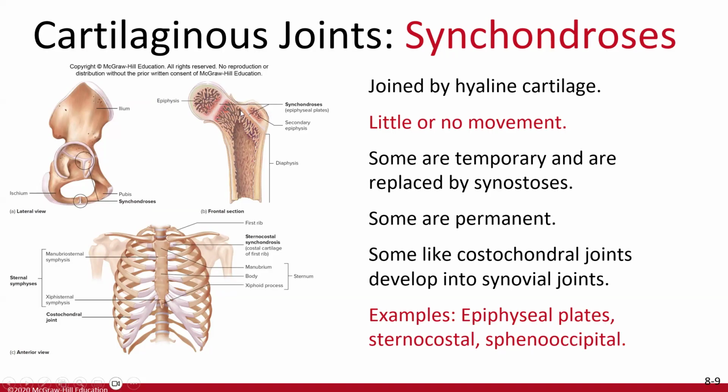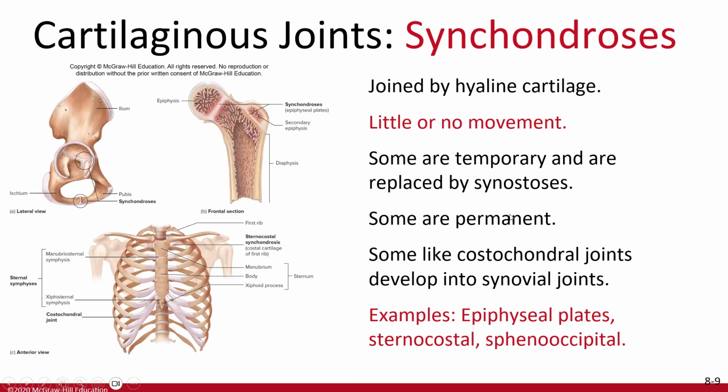Something like an epiphyseal plate, we consider a synchondrosis. And we said back in our skeletal chapter that we only find epiphyseal plates in bones that are still growing. So when our epiphyseal plate is replaced with an epiphyseal line, we then refer to it as a synostosis. So I always think it stopped growing. So now it's a synostosis instead of a synchondrosis.